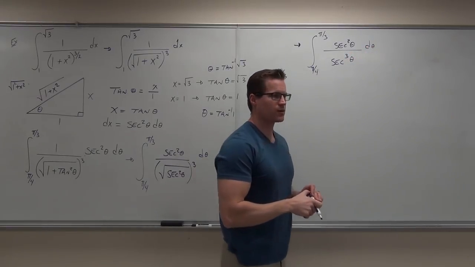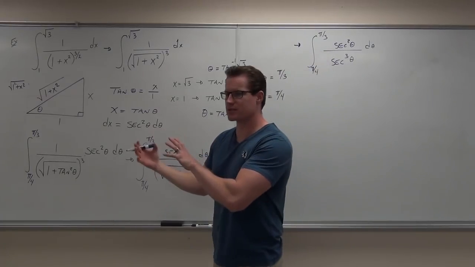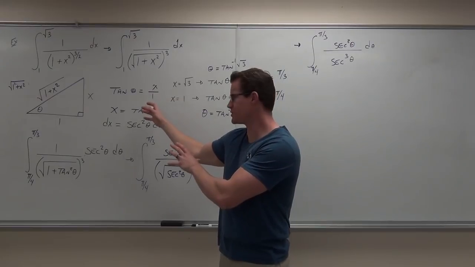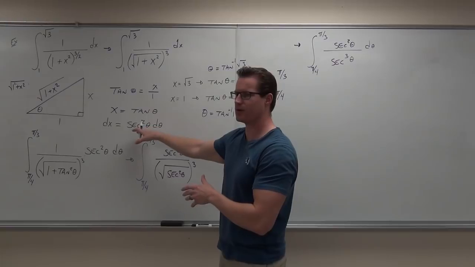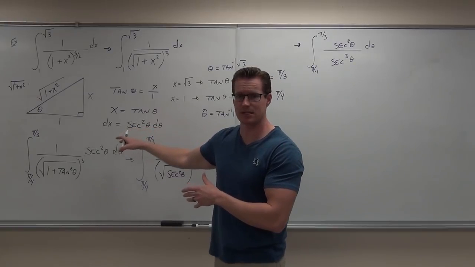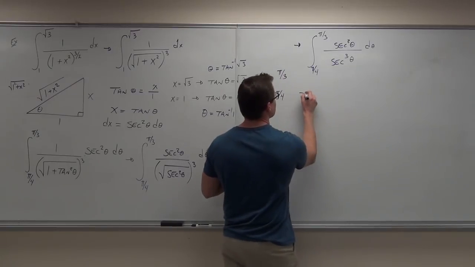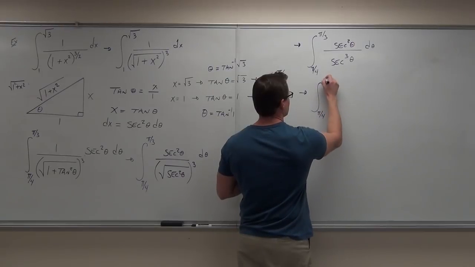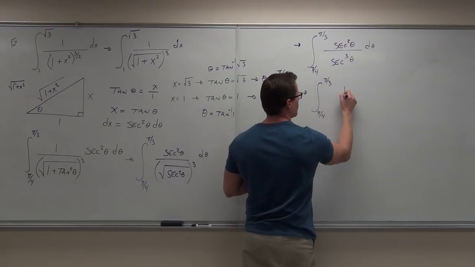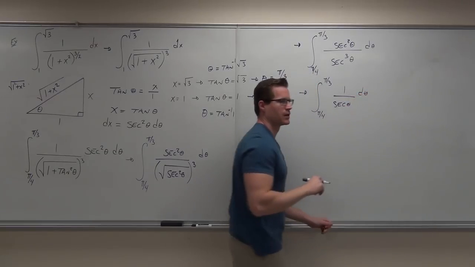Are you still okay so far? Notice all the simplifying you're doing? Really, we haven't done any calculus. This is a calculus idea, sure, trigonometric substitution, but have we actually done any, maybe a derivative here? Maybe a little bit, but that's pretty easy. We're just really simplifying a lot of this to make it nicer for ourselves. So pi over 4, pi over 3, we're going to have 1 over secant theta d theta.